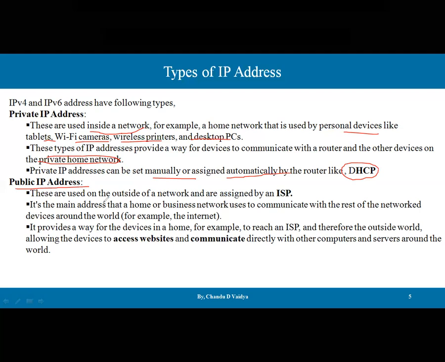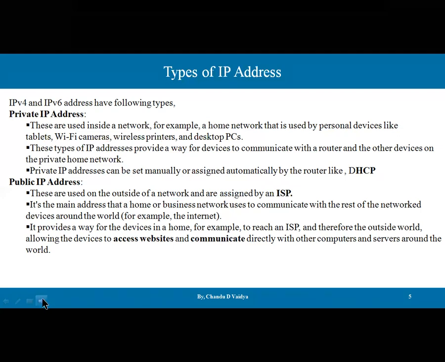Public IP addresses are used outside the network and are assigned by the ISP, the Internet Service Provider. It is the main address that a home or a business network uses to communicate with the rest of the network devices around the world, for example the internet. It provides a way for the devices in a home to reach an ISP, and therefore the outside world, allowing the devices to access websites and communicate directly with computers and servers around the world. So these are the public IP addresses.